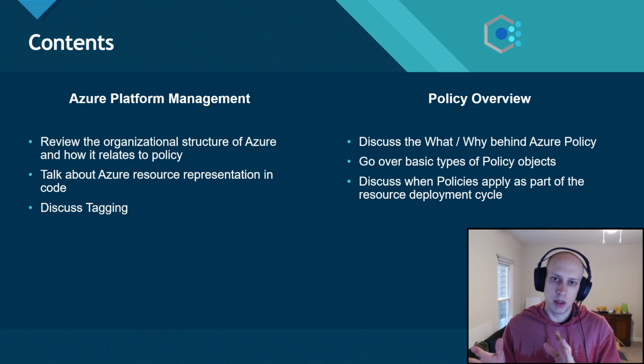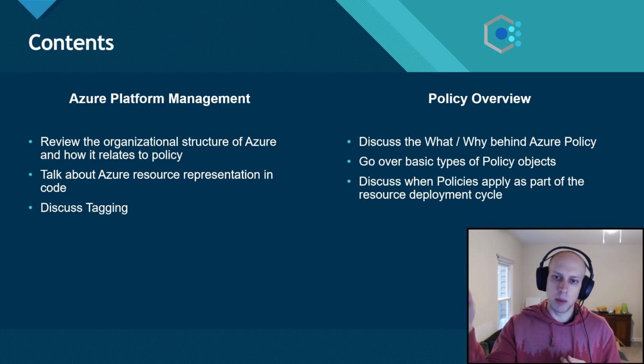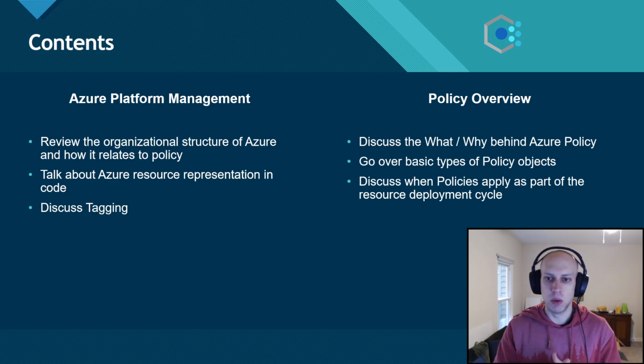The next topic is going to be an actual overview of policy, kind of what is Azure Policy, why do we use it, how is it set up, that sort of stuff. We're going to go over the basics of the different types of policy objects that exist and how they look in the portal. And then we are going to talk about how policies interact with the resource deployment cycle. Because when you deploy a resource, there's a whole series of steps that happen on the back end from Azure, and different policies appear at different parts of that process. So we want to know kind of where they apply. So we're going to talk about that.